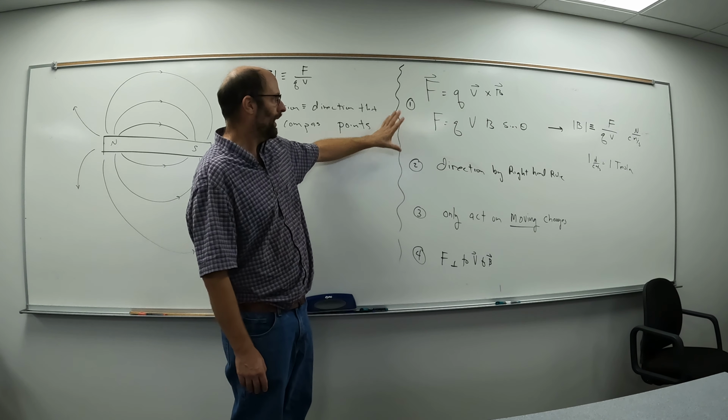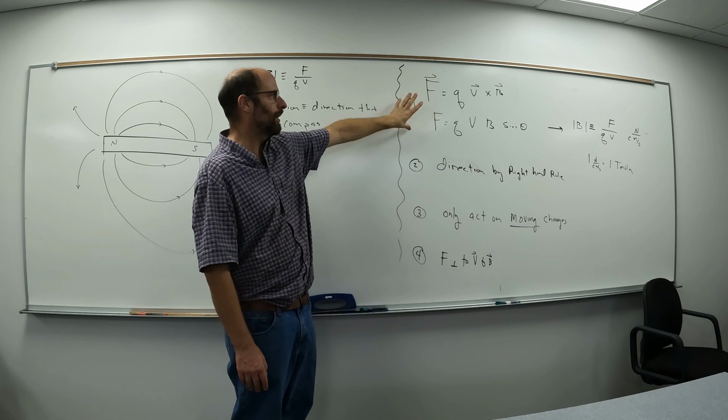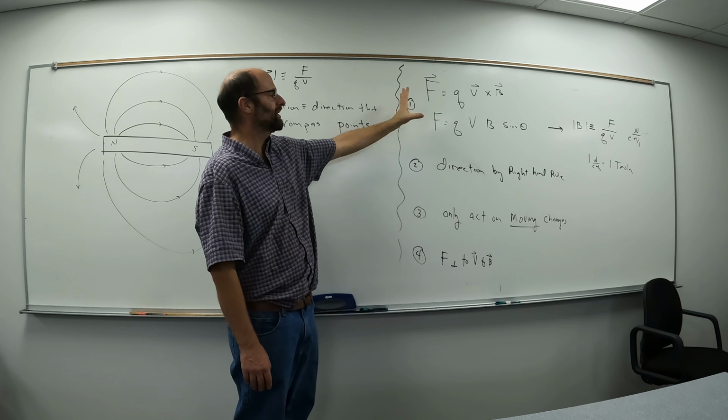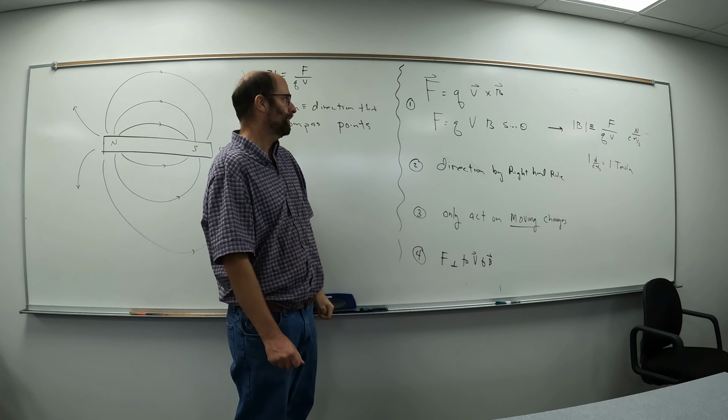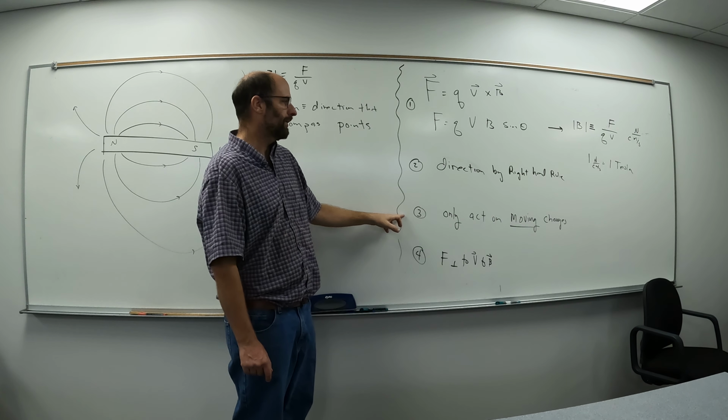Now, I wrote some important points here. This is important point number 1. This is how magnetic forces are calculated, and again, this is an experimentally determined set of rules. I'm going to skip number 2 for a moment and go to number 3.